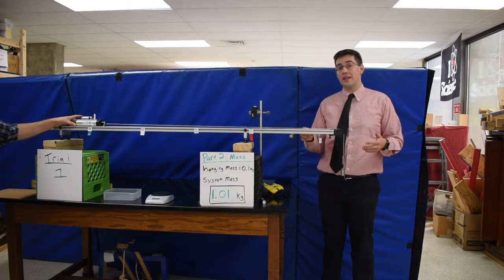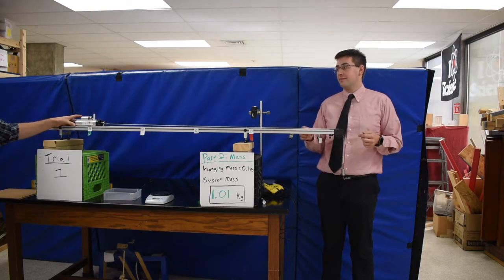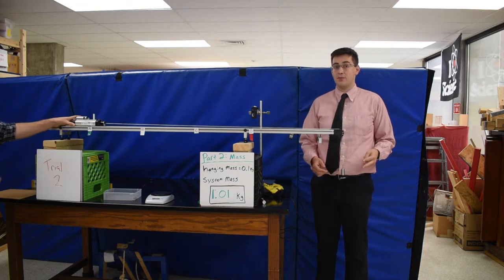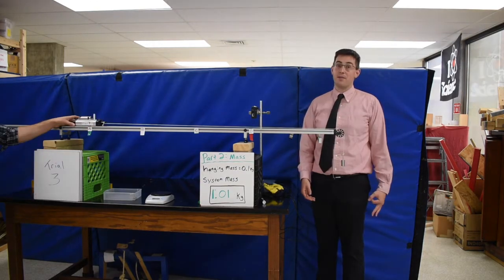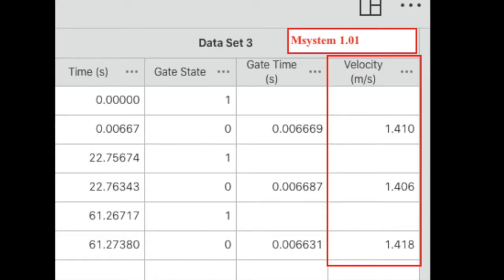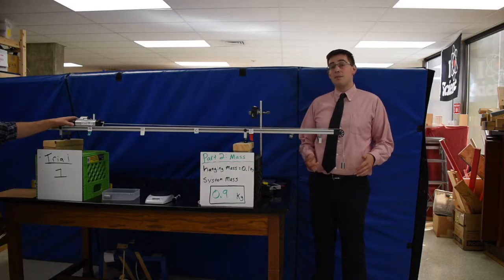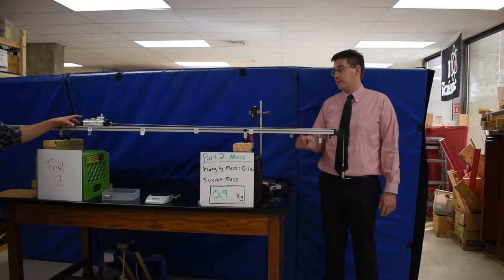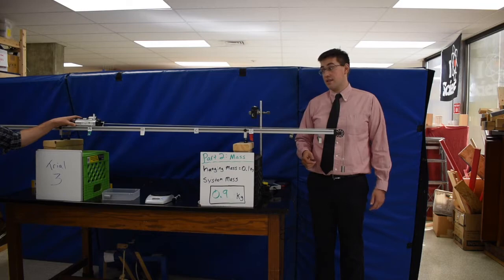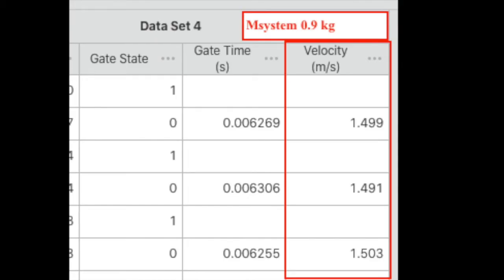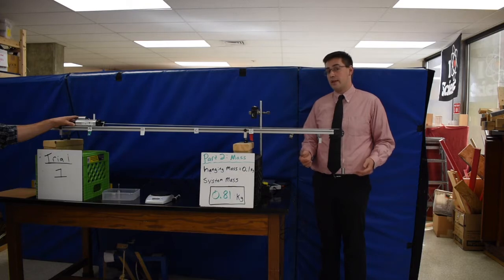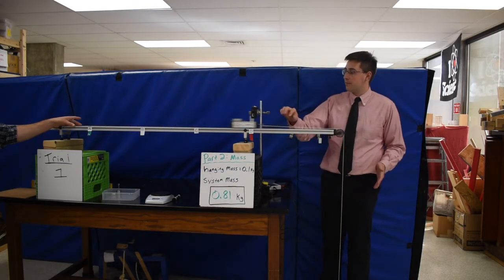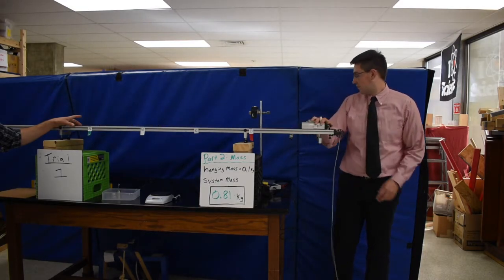System mass, 1.01 kilograms. Trial one. Trial two. Trial three. System mass, 0.9 kilograms. Trial one. Trial two. Trial three. System mass, 0.81 kilograms. Trial one. Trial two. Trial three.